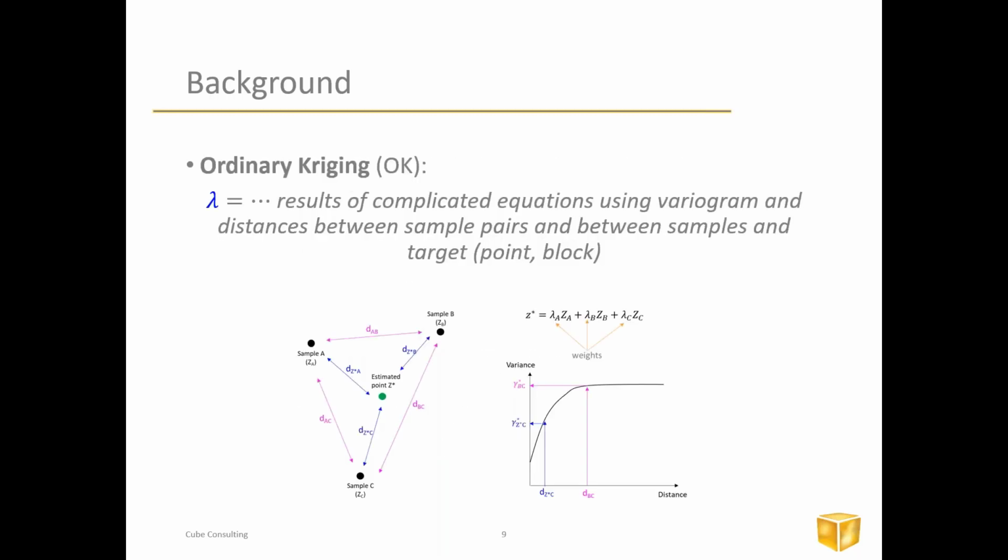And now if we look at ordinary kriging, the weights are calculated through the solve of the kriging equation that takes into consideration the variogram, the distance between the samples, and the distances between the samples and the target, whatever that target is, a point or a block.